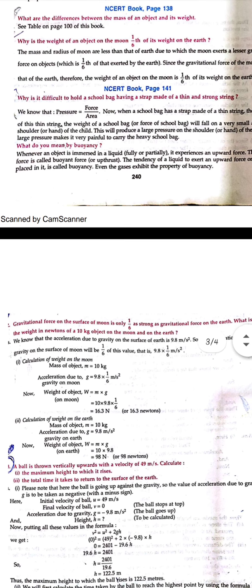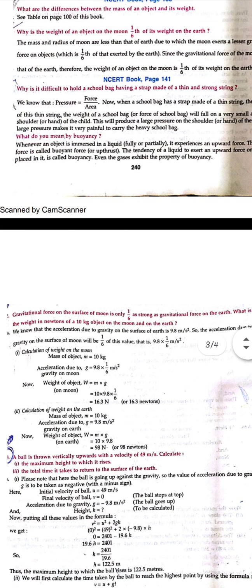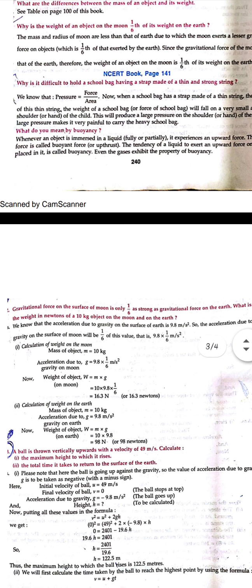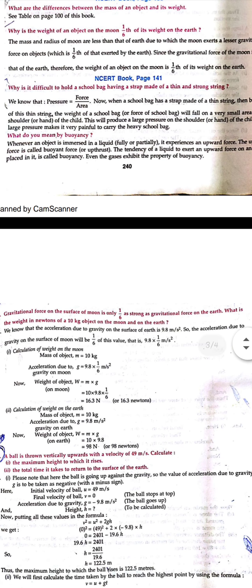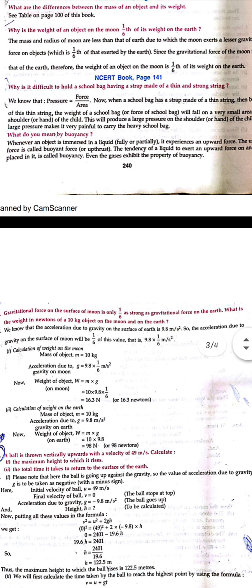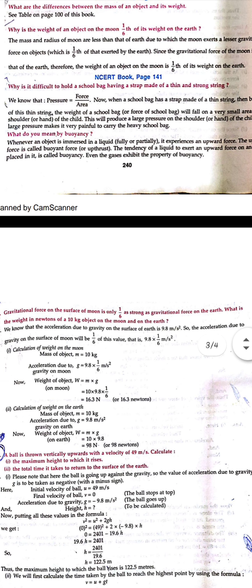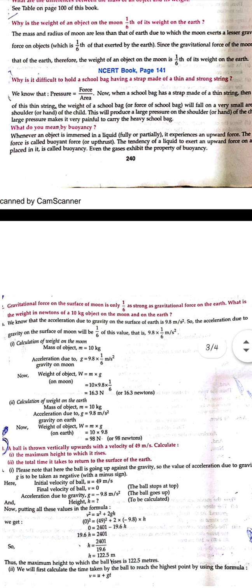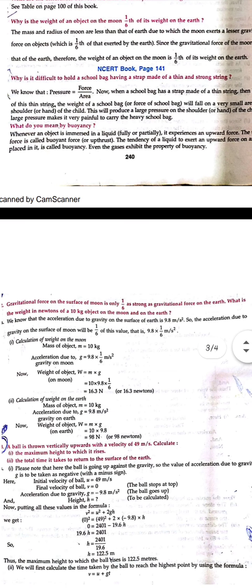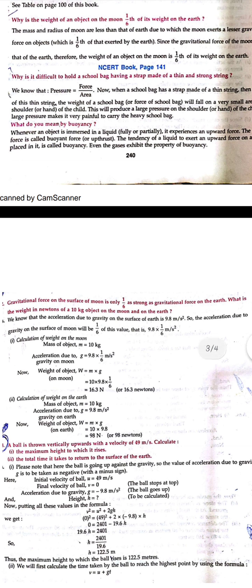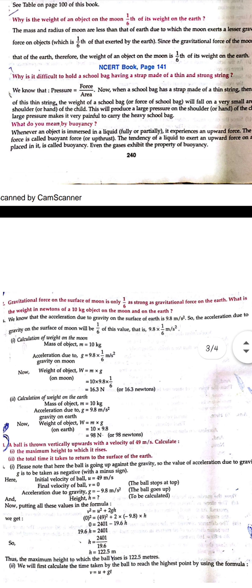Now the next question, why is the weight of an object on the moon 1/6 of its weight on the earth? This is clear, the mass and the radius of the moon are less than those of the earth. So the gravity present on the moon will also be less than that of the earth. When we take the ratio of the mass and radius of the moon and the earth, it gives 1/6. So we can say that the gravity acting on the moon is 1/6 times that of the earth. So the weight of the body will also change, because if the gravity is 1/6, then the weight will also be 1/6.